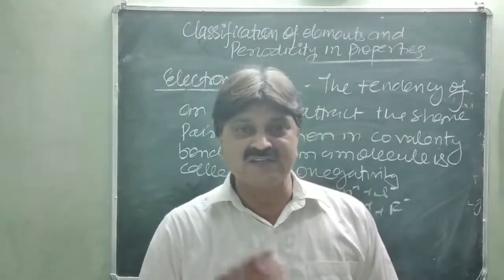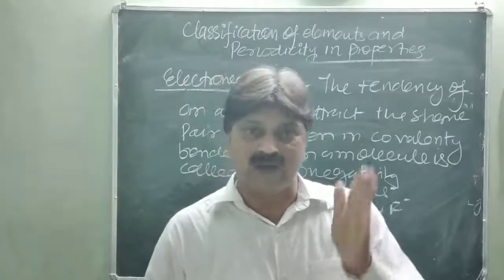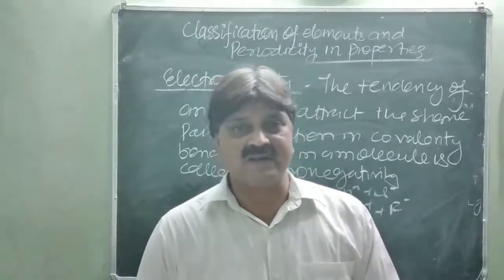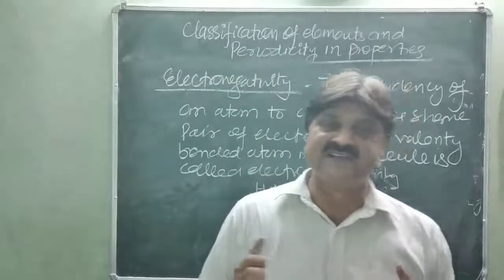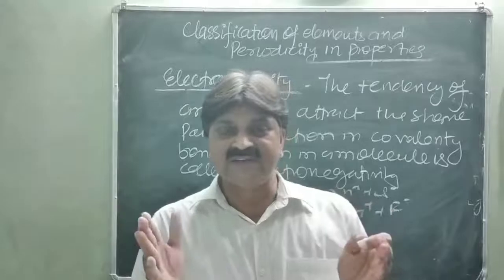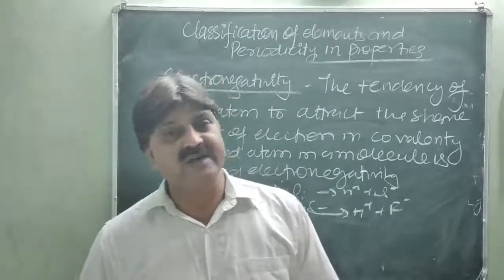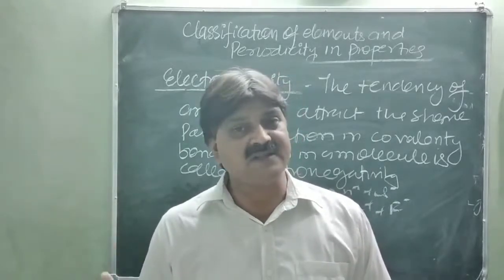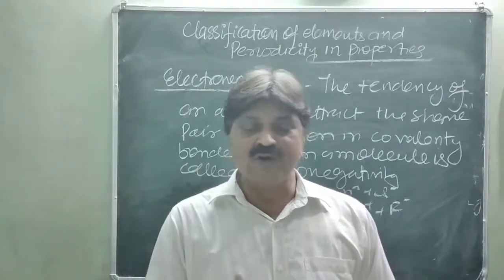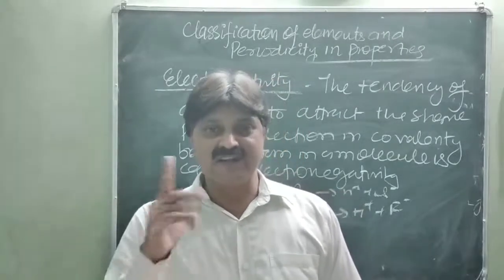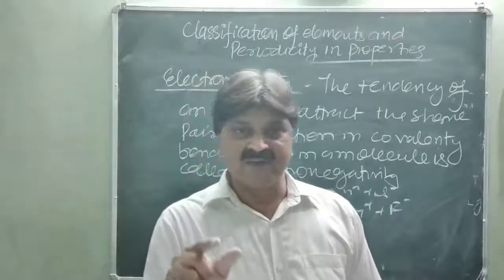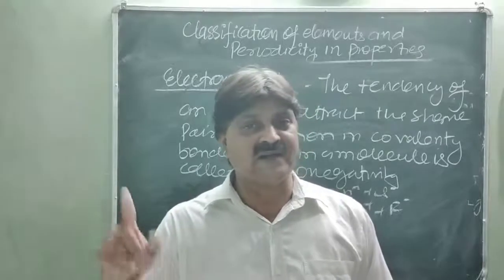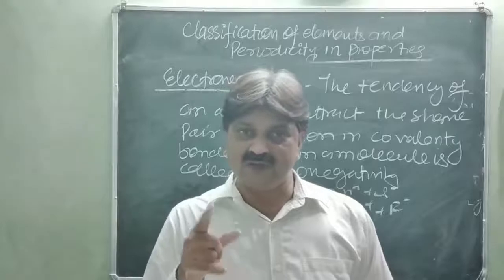Electronegativity also increases left to right across the period and decreases top to bottom within the group. Another property, the reducing property. Reducing property means the losing tendency of electrons. As the size of the atom increases, the distance between the nucleus and valence electron increases, so the losing tendency, meaning reducing tendency, increases. So top to bottom within the group, reducing character increases, whereas left to right across the period, the size of the atom decreases, so the losing tendency decreases. It means reducing character decreases left to right across the period and increases top to bottom within the group.